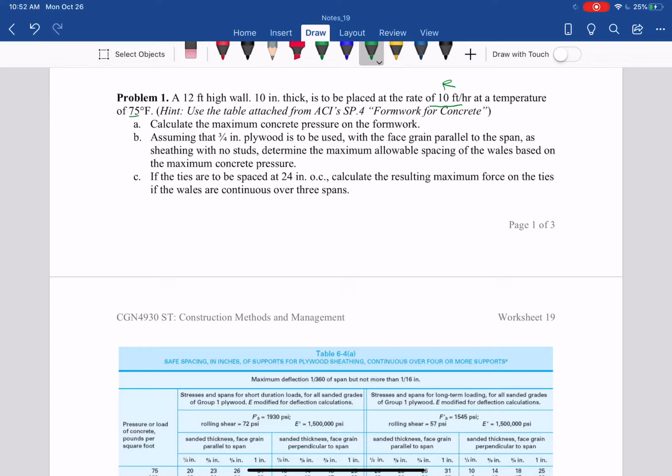as you can see in the vertical form like walls, they have sheathing, studs, wales, and ties. But in this case, no studs. What is that? You can go back to concrete form design 2, and the slide shows the difference between the wall form without studs and the wall form with studs, so you can see what the model looks like. In this case, no studs.